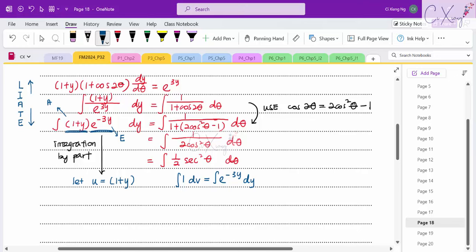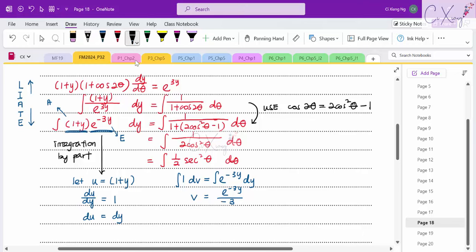For those who are not so sure how to decide all this, you can go back to the lecture video that we provided earlier. It is the second last video in the integration chapter. After you decide which one is u and which one is dv, we can start the integration by parts slowly. For u, I need to find the differentiation, so du dy equals 1 and du equals dy. For v, you integrate e negative 3y, you have e negative 3y divided by negative 3.